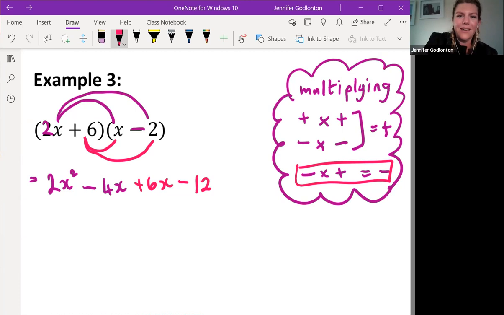You did well. Okay. Last thing we have to do is we have to sort out these two like terms that are in the middle over here. So we've got our 2x squared at the front. Now I've got negative 4x plus 6x. What's that going to become?